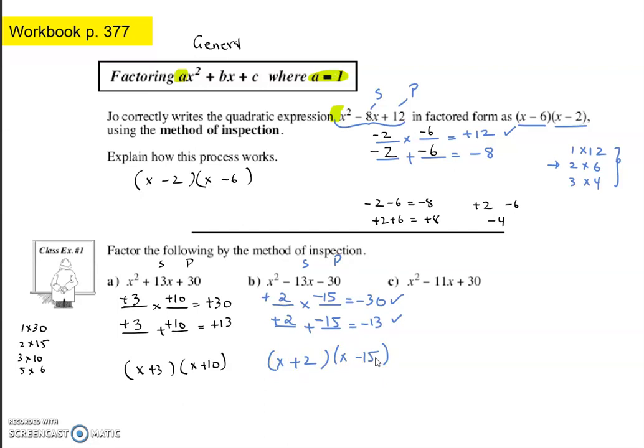So signs make a big difference. You need to make sure your signs are working in here. If you're not comfortable with your signs, please go and take a look at the integer sign rules. The last one here is where my product is still positive 30, but my sum has to be negative 11. This time I am going to use 5 and 6, because if I keep them both negative, they add to become negative 11, and when I multiply them, they multiply to become positive 30. So x minus 5 and x minus 6.